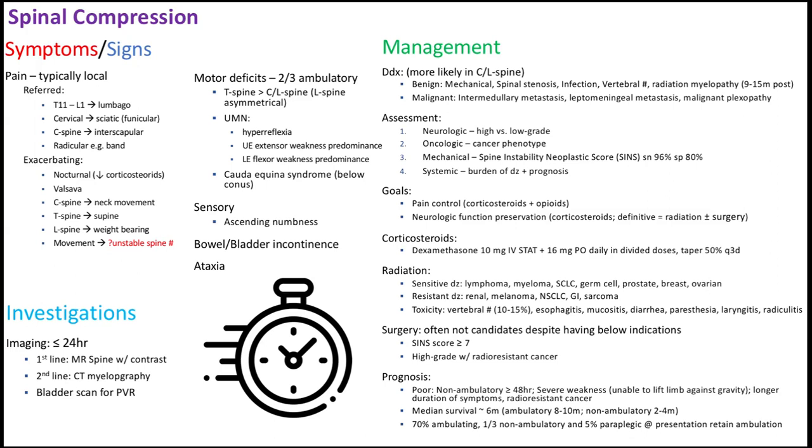Median survival is quite short with presentation of this condition, and that can be split again. They're dichotomized into ambulatory patients, who have a longer median survival of 8 to 10 months, and non-ambulatory or more neurologically impaired patients at presentation, who have a much shorter median survival of 2 to 4 months. And your chance of retaining ambulation is fully dependent on the severity of your presentation as well.